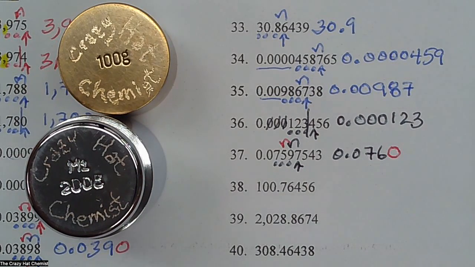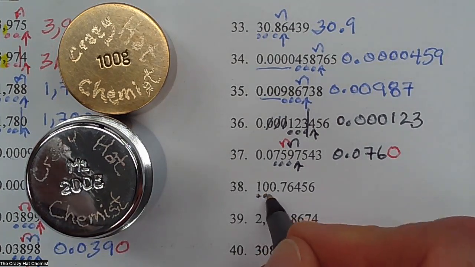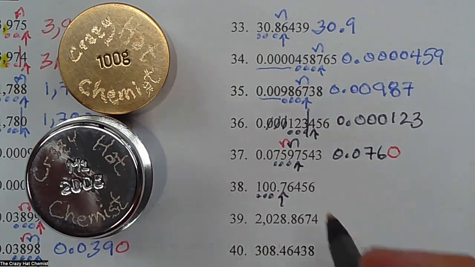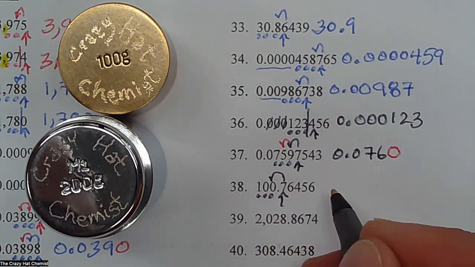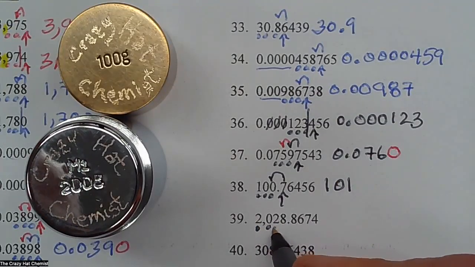Then I will have 3 significant figures because trailing zeros count with a decimal. I got 1, 2, 3 significant figures. I'm rounding with that 7. That's 5 or greater. Add 1 to the preceding digit. That's 101. I got 1, 2, 3 significant figures.